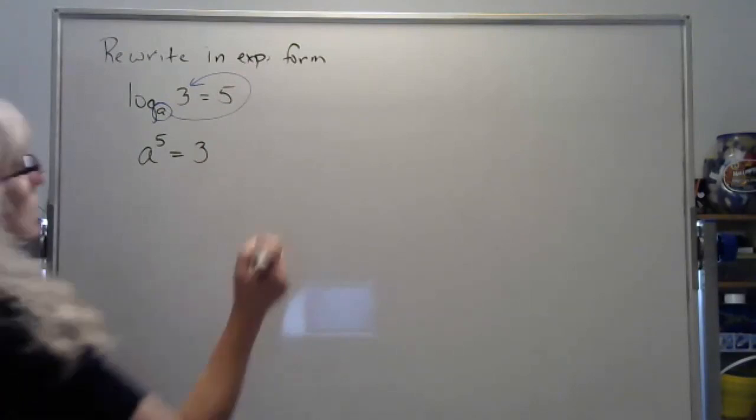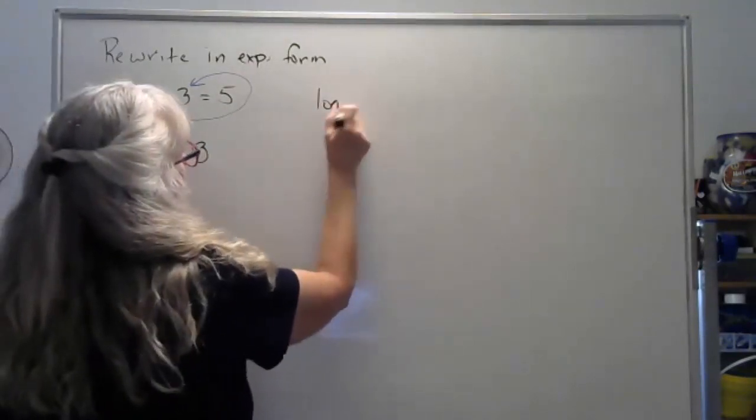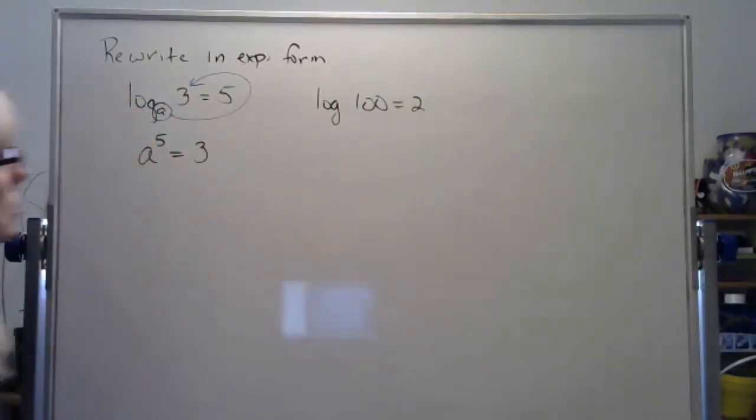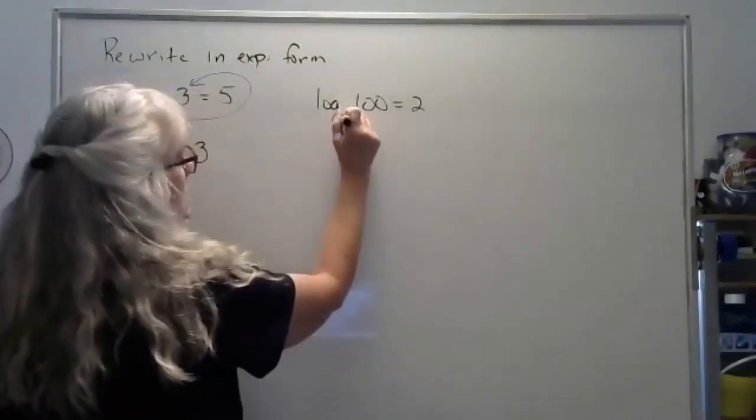So what if we have log of 100 is equal to 2? Okay, well, I didn't write a base, and if there's no base on the word log, what do we assume the base is? Not 0. No. 10. Beautiful. That's the common logarithm. So again, no base means a base of 10.